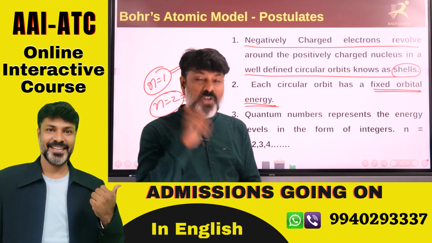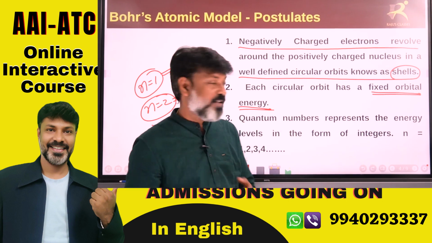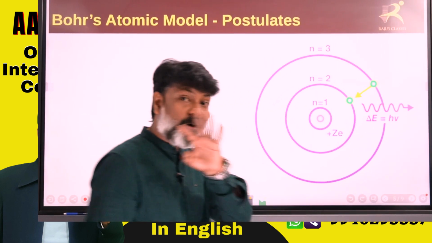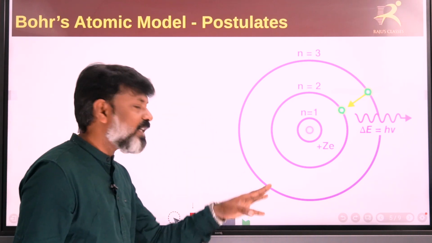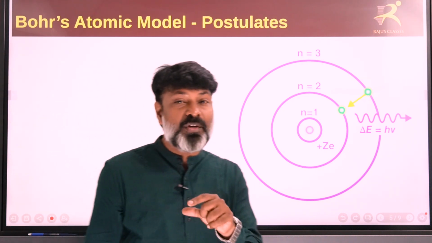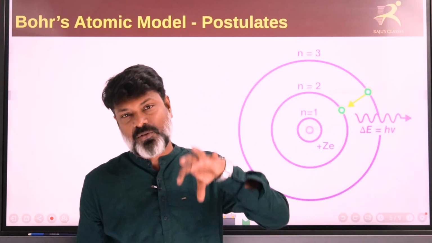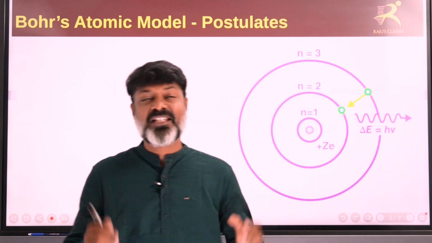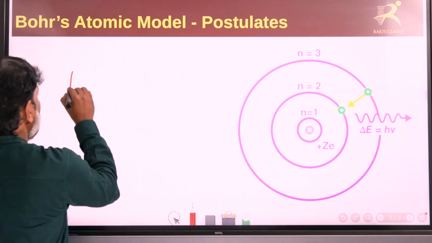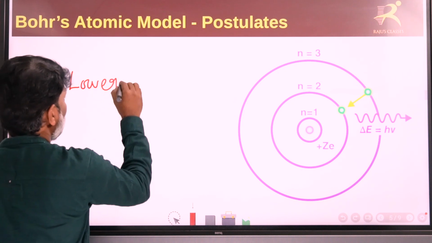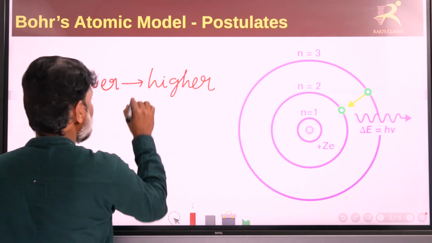One more postulate is very important, which talks about the energy change. That is the fourth postulate of Bohr's model. According to this, whenever an electron moves from a lower energy level to a higher energy level, or from a higher energy level to a lower energy level, there is always an energy gain or energy loss. Suppose it is going from a lower energy level to a higher energy level, there is always energy gain.